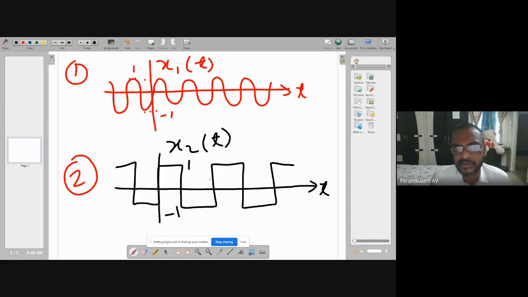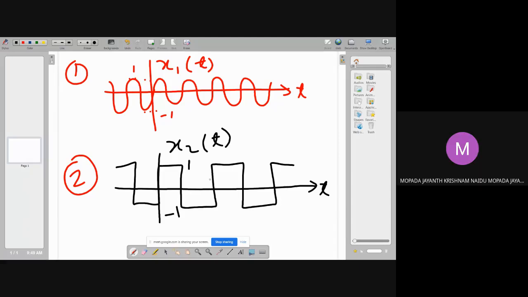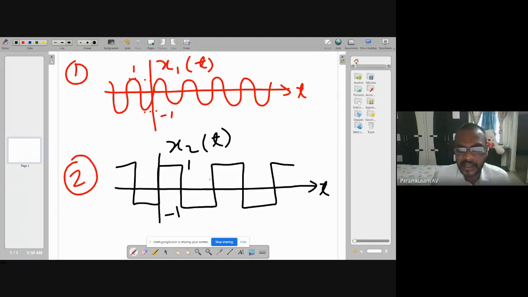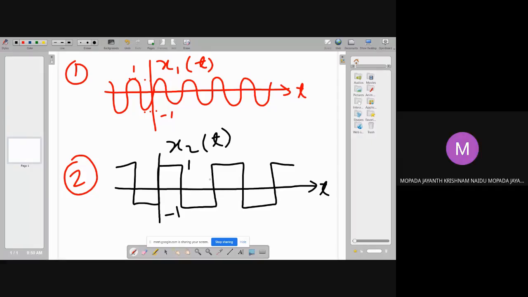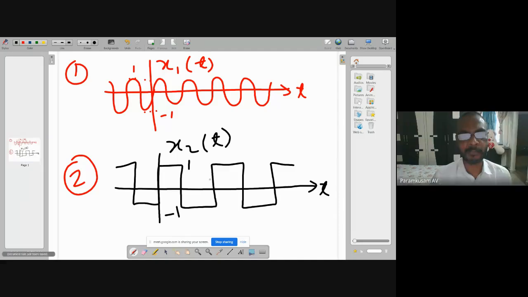Can you tell me one example? Suppose the value of x1 of t may be 0.8763, or the value of x1 of t will be -0.5232. Do you agree there are infinitely many possible values between -1 and +1? Here, what are the possible values of x2 of t at any instant of time? -1 or +1.